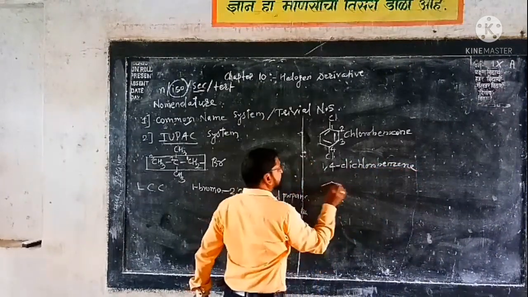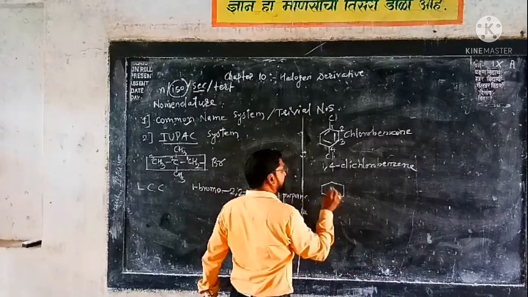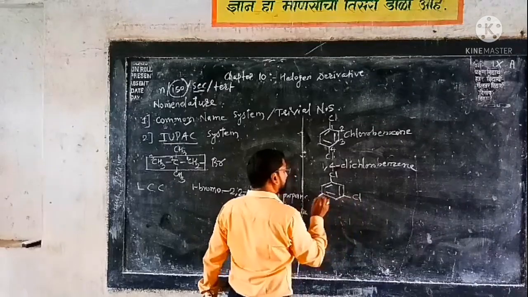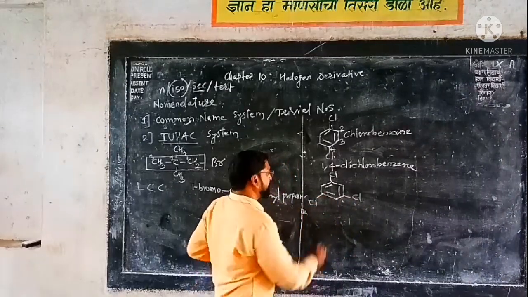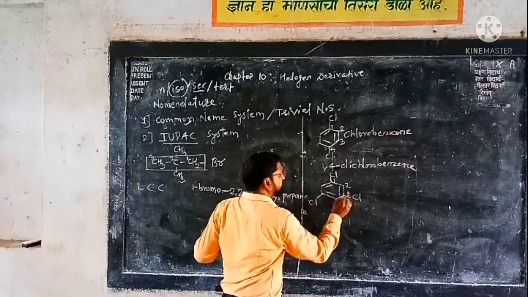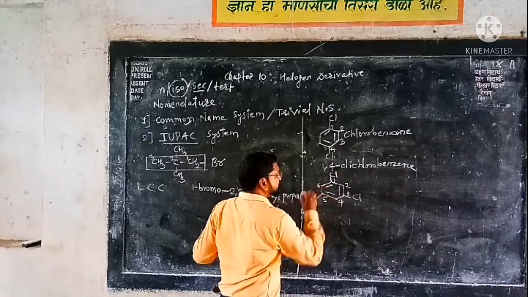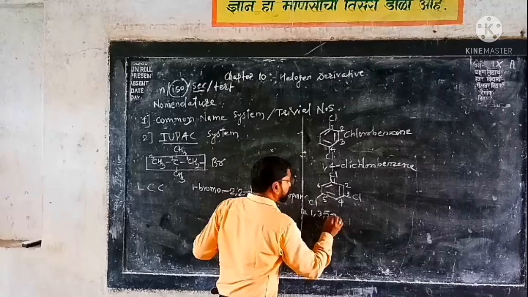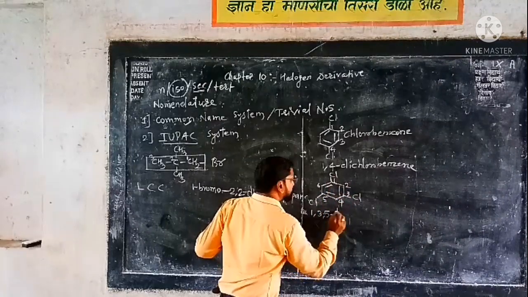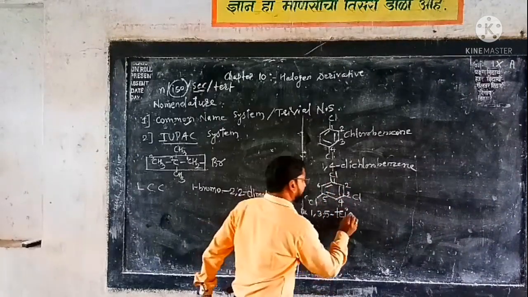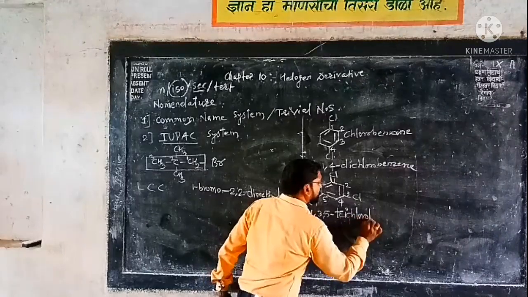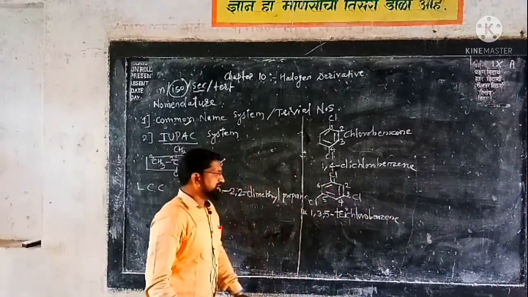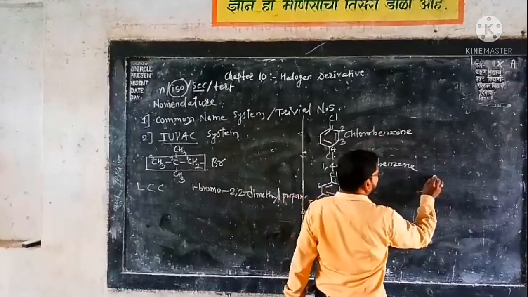Similar to that, see here. Chloro. What is the name? 1, 2, 3, 4, 5, 6. Continuous manner. Okay. 1, 3, 5. How many? 1, 2, 3. So, trichlorobenzene. Isn't it? After that, see here.